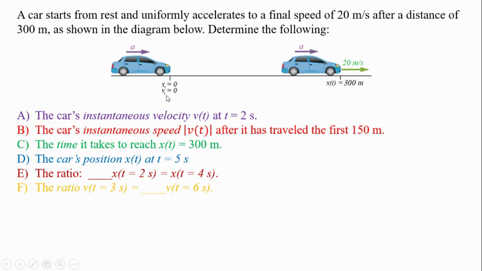Okay, so it starts at rest. Its initial velocity is at rest, which is 0 meters per second. Its initial position is also given as 0, so it makes things a little easier. The acceleration is not given to you. It just says some uniform acceleration, but the quantity is not given to you.